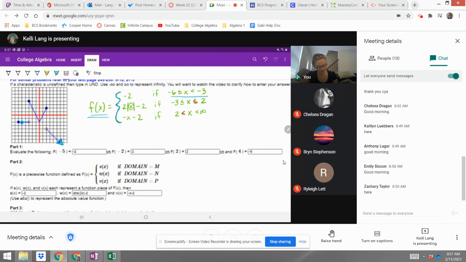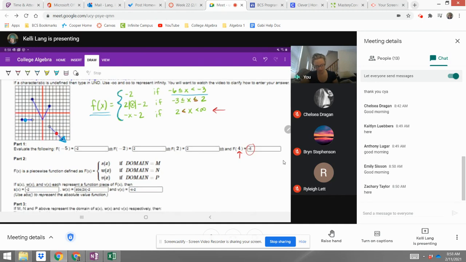All right, finally, they want us to plug in 4. If we put 4 in for x, we're obviously going to be in this domain, so we get -4 minus 2, which is -6. Or you could look at it graphically. If we plug 4 in, our y value is -6.